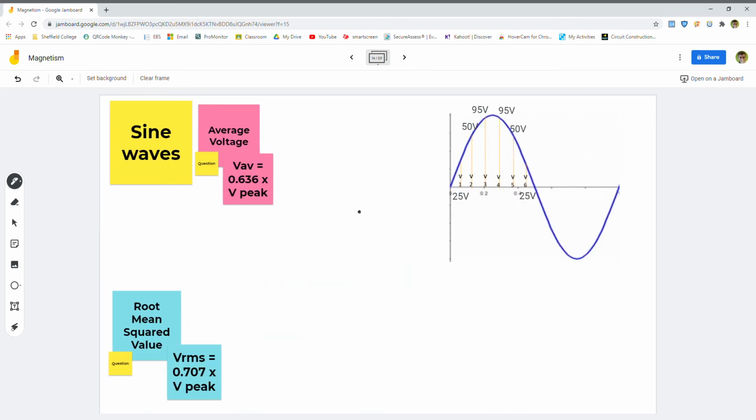Okay then, so there's 2 questions here. If you want to stop the video and just do these questions, restart the video when you're ready. So then for the average voltage, we're just going to work it out of this sine wave. So VAV, which stands for voltage average, equals 0.636 times the V peak. VAV equals 0.636 times 95. VAV equals 60.42 volts.